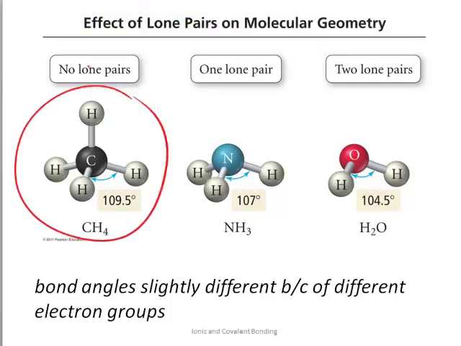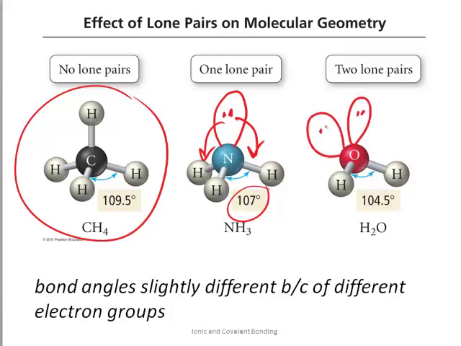But it turns out that the angles are slightly less, because those lone pairs of electrons, which are not bonded to another atom, have a slightly higher repulsive force. So they sort of squeeze those bonded atoms together a little bit, decreasing the bond angle to 107 for ammonia, or the 2 lone pairs of electrons for oxygen push those atoms together to an angle of 104.5.